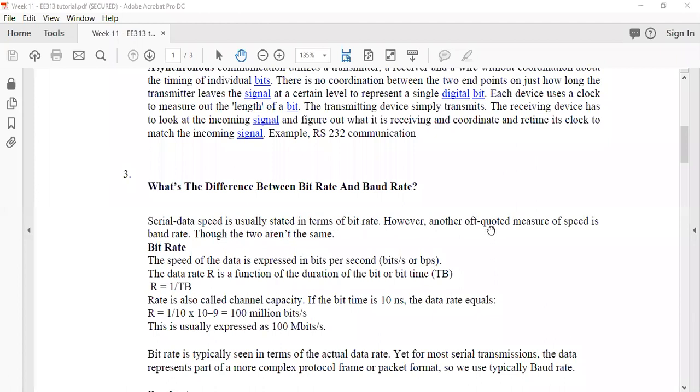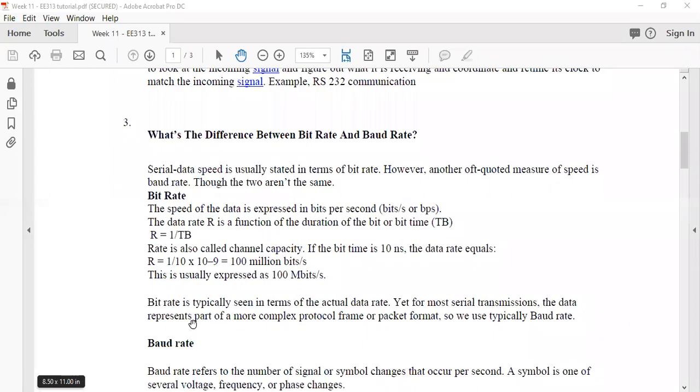However, another oft-quoted measure of speed is baud rate, though the two aren't the same, right? The bit rate is basically the number of bits per second, right? It is the data rate. This is basically the formula given for calculating the number of bits per second, right? What is baud rate?